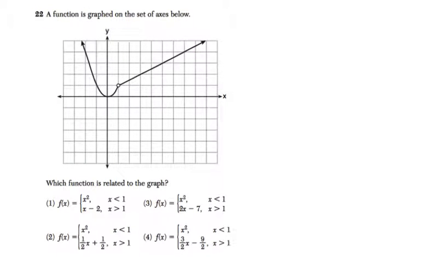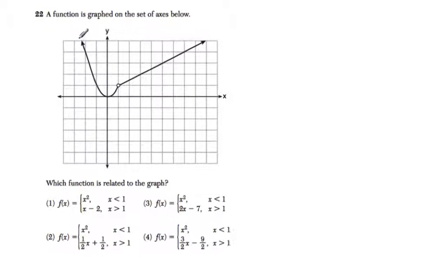Hello everyone. For number 22, we have a piecewise function that we're given. In other words, separated into two separate graphs. And we want to know what the piecewise function is. In other words, they give us the graph. We want to find the equations that model it.